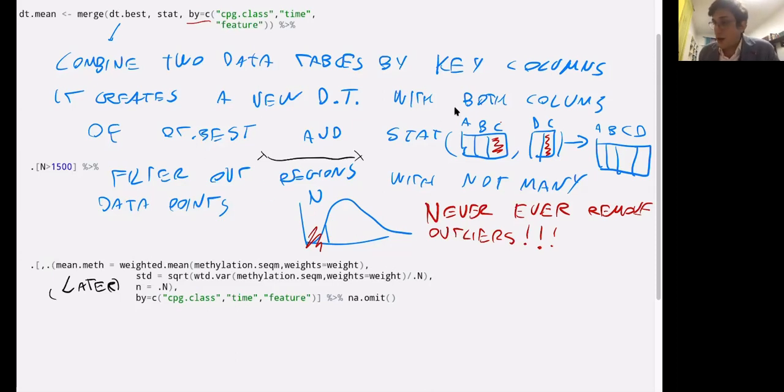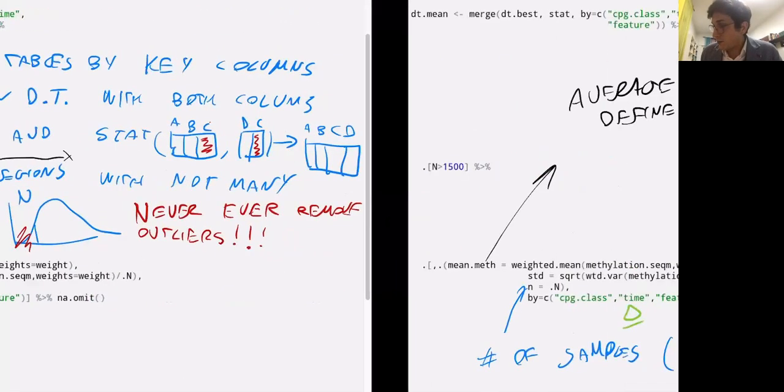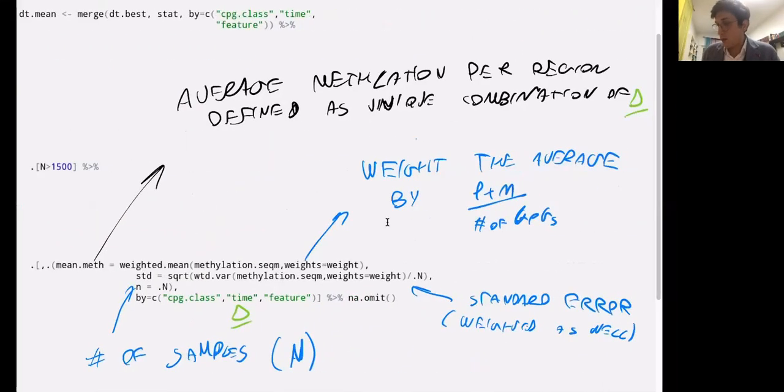Then, now this last step, I'm going to do it later. So what I define is, after I merge them together, I filter out. Now I create a new data table that is basically called the tmean. I'm already creating it here. This is just the last part.